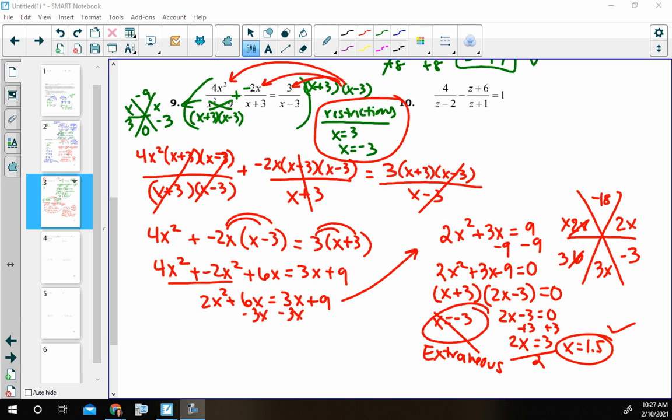I wanted to keep x squared positive, so I brought everything to the left side. I went ahead and snowflaked and solved my two snowflakes. When I solved my two snowflakes, x equal to negative 3 was one of my restrictions. So I crossed it out. I said it is extraneous. Okay, and then my other one was going to be my true answer: 3/2 or 1.5. All right, so go ahead and pause the video and try the last one.